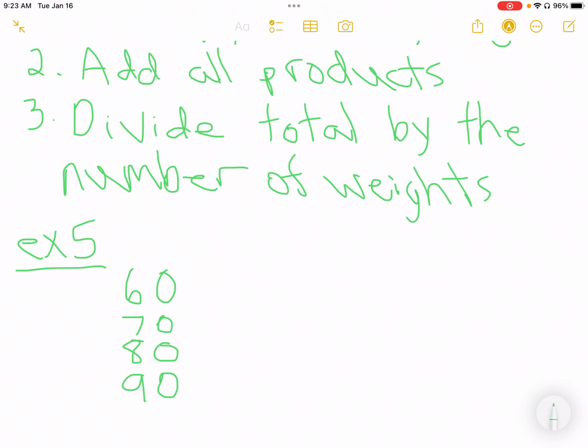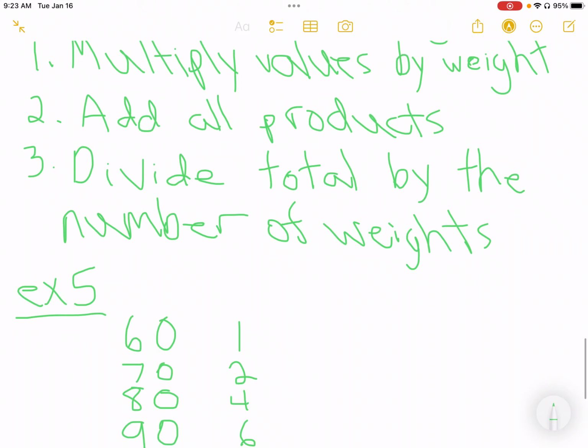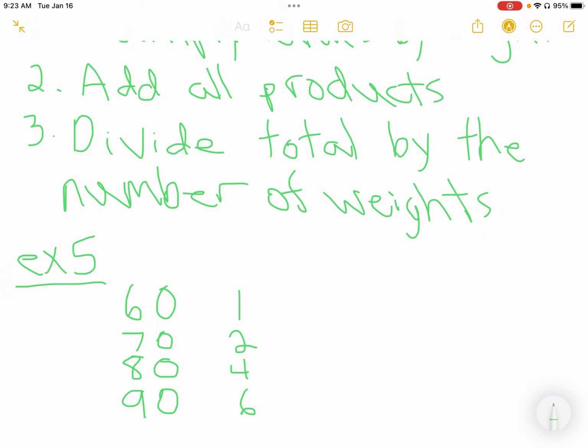So basically it means that his score of 90 counted more than his score of 60, right? So then I can say, okay, well now my first step was to multiply the values by the weight. Well, I found the values and then I have the weight, so I'm going to multiply, so I can use a little small x here because I'm multiplying.